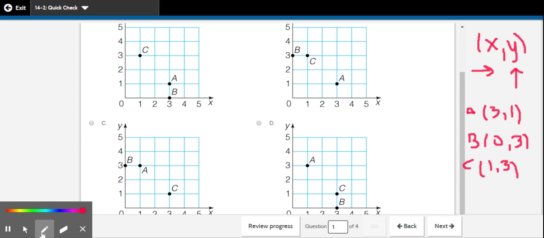So let's go ahead and check our answer choices here. So for our first choice, so for A, we would be going to the right 3 times and then going up 1 time. So this is correctly graphed right there. So then now we'll do B. Now it's 0, 3. So that means we're not moving any to the right. We're only moving up 3. So this should be B right here, which means this graph is automatically incorrect.